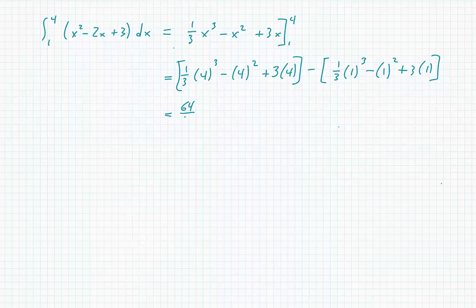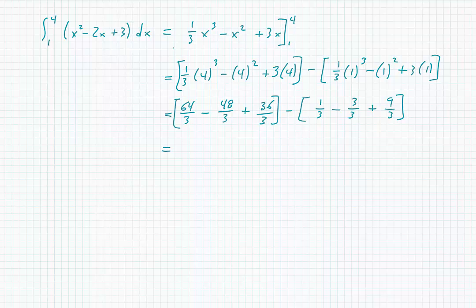So here we're going to get 64 thirds minus 16, which is the same thing as 48 thirds, plus 12, which is the same thing as 36 thirds, minus, we're going to have 1/3 minus 1, which we can think of as 3 thirds, plus 3, which we can think of as 9 thirds. So we're trying to convert everything to thirds here, since I'm seeing that come up as a denominator. So 64 minus 48 and plus 36.